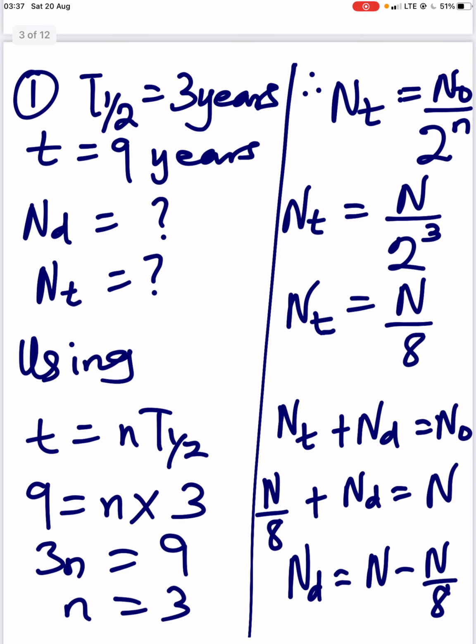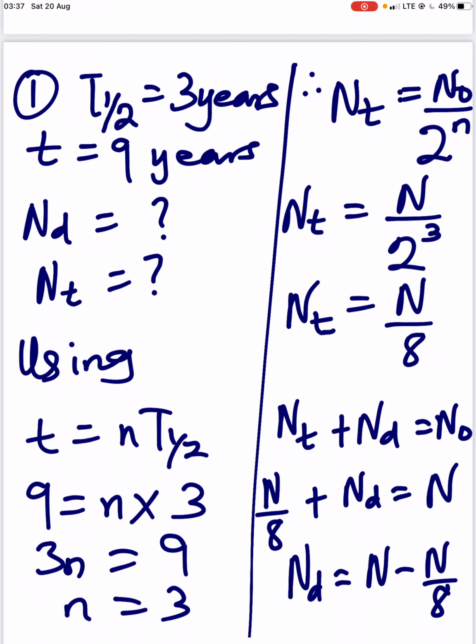Question 1 says, an element whose half-life is 3 years has N atoms. How many atoms would have decayed after 9 years? If the half-life is 3 years, we write that T half is 3 years, and the time passed is 9 years. So we are looking for Nd, the number of atoms that has decayed. So Nd is question mark, and we also don't know the amount of substance remaining, so we write Nt also question mark.